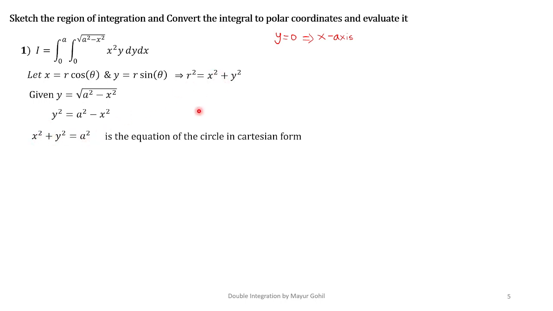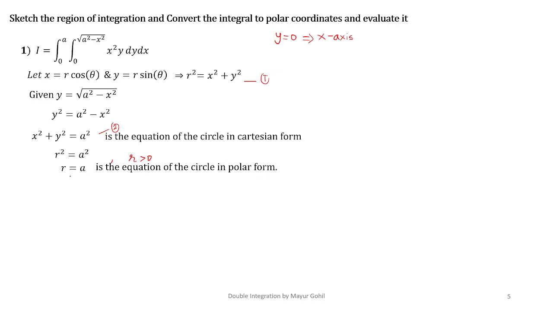Now from the above relation, if you call this 1 and this 2, you can see that r square is x square plus y square. Then you will have the relation r square equals a square. Now remember, r is always positive, right? So when we take the positive square root, we will get r equals a. Now this becomes the equation of the circle in the polar form, right?